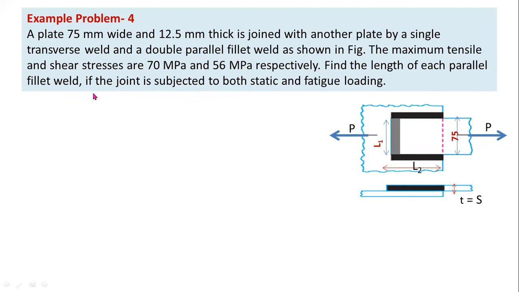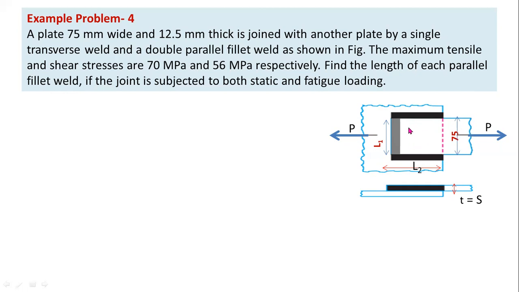Here also there are two cases: one is static loading and the other one is fatigue loading. And here you can observe this is an example problem for a combination of transverse and parallel fillet welds. This vertical weld is a transverse fillet weld and these two horizontal welds are parallel fillet welds.